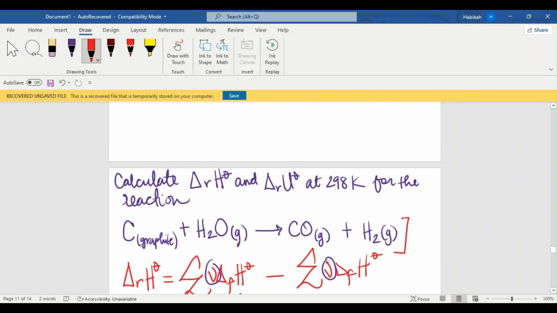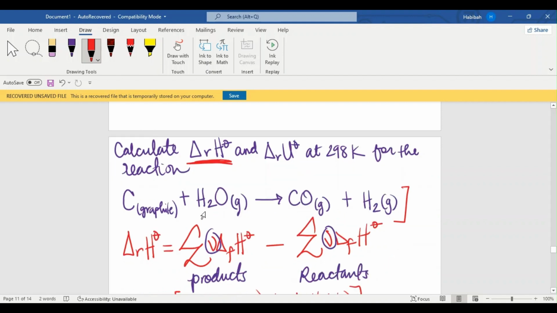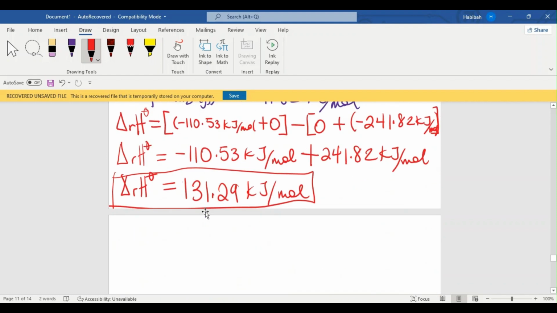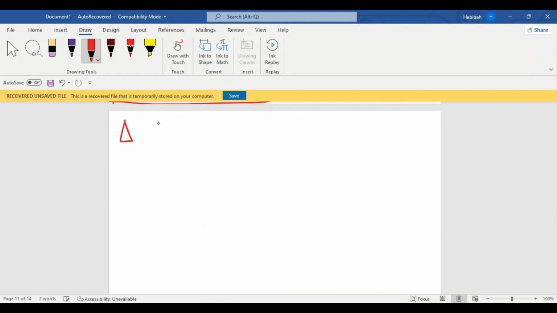So going back to the question, we've seen that we've been able to successfully answer one question: change in enthalpy of reaction. Now we have to know the change in internal energy of reaction. So now we're supposed to solve for this change in internal energy of reaction.